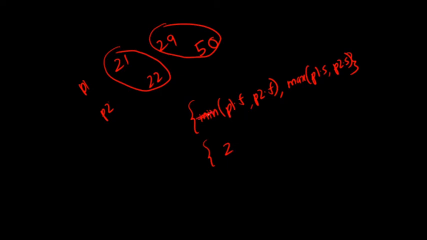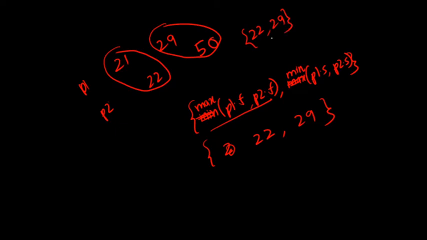Oh, sorry. The first is maximum, the second is minimum. So what will be the value for these two pairs? It would be 22. And what would be the minimum? 29 and 50, so 29. As you can see, the common of 21, 29 and 22, 50 is 22, 29.